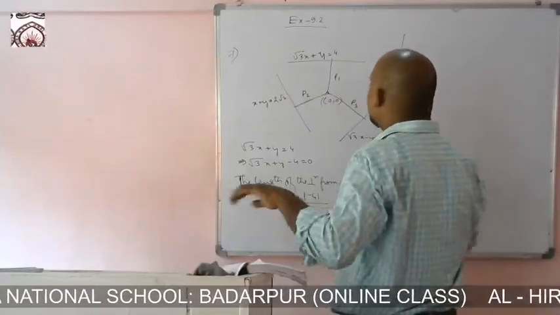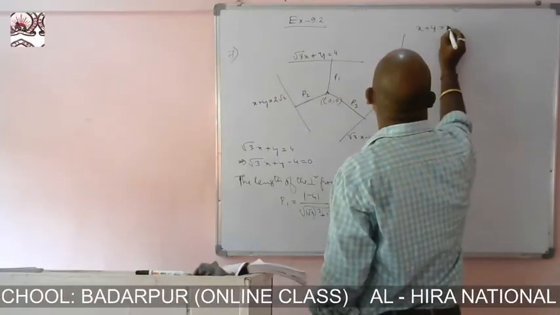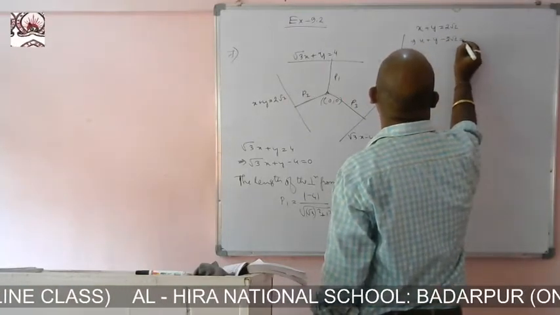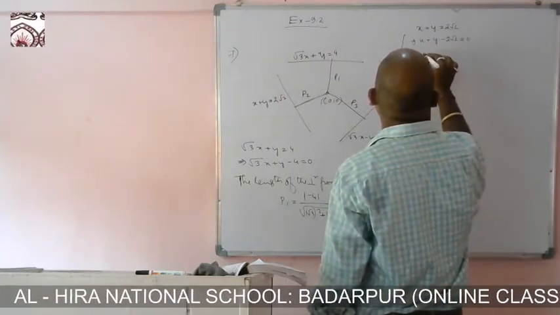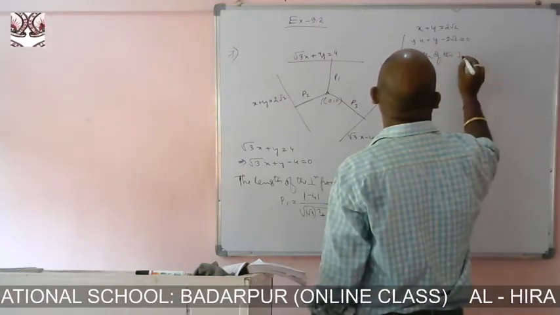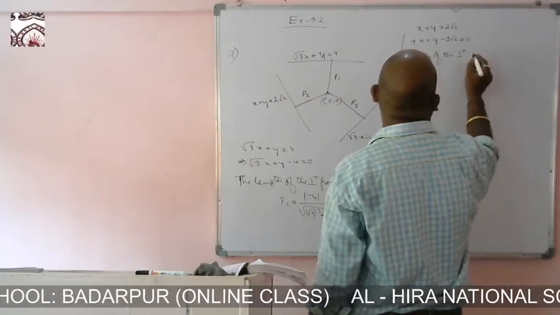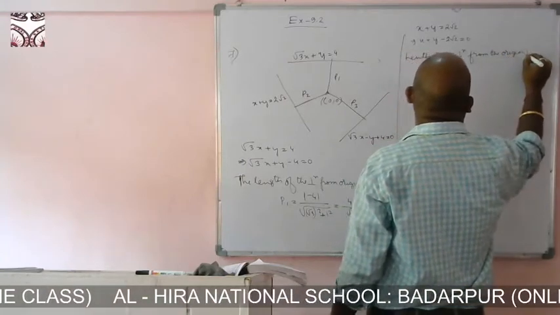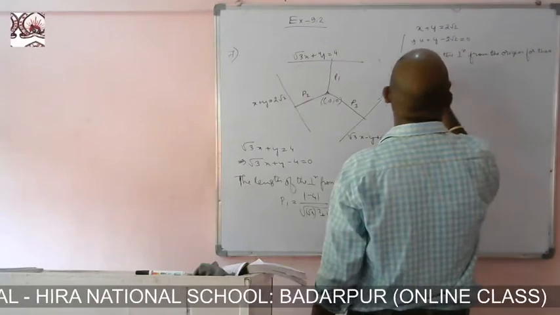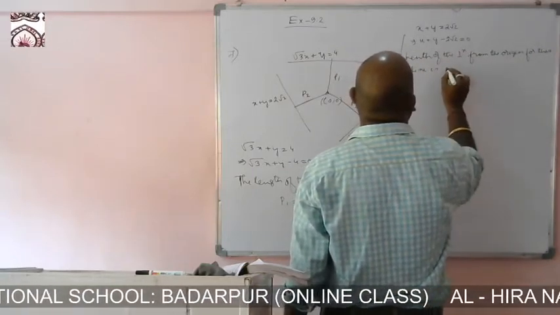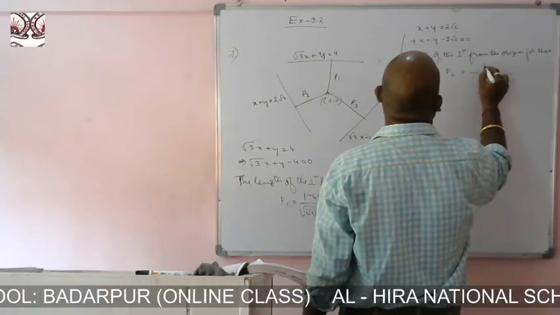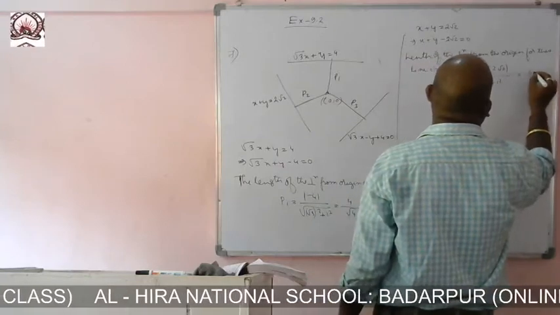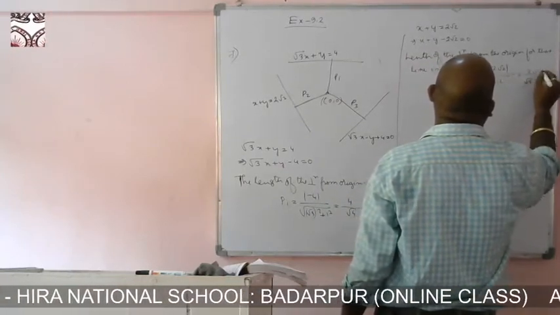Now for this equation, x plus y equal to 2 root 2 implies x plus y minus 2 root 2 equal to 0. The length of the perpendicular from the origin to this line is P2. If I consider, that is modulus of 2 root 2 divided by root over of 1 square plus 1 square. 2 root 2 by how much? Root 2. Root 2 cancel, we are getting 2.